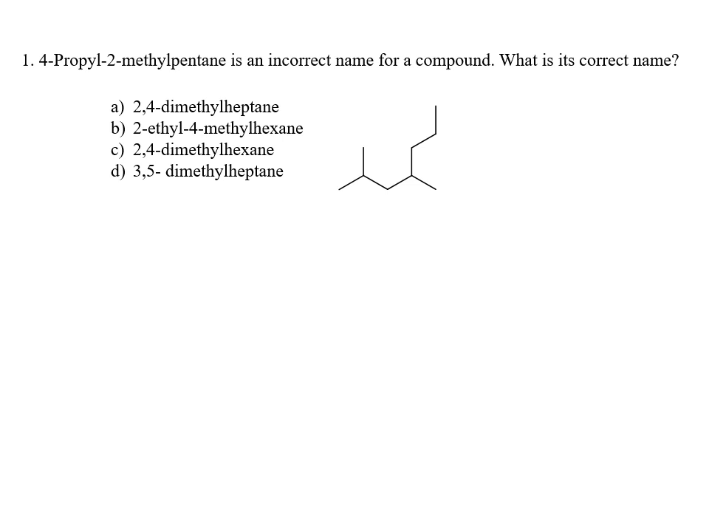And you may want to redraw this formula in such a way that the longest chain is shown as a horizontal zigzag chain. Then the compound is much easier to name. And from the formula shown on the right, you can see that the correct answer is 2,4-dimethyl heptane, or A.